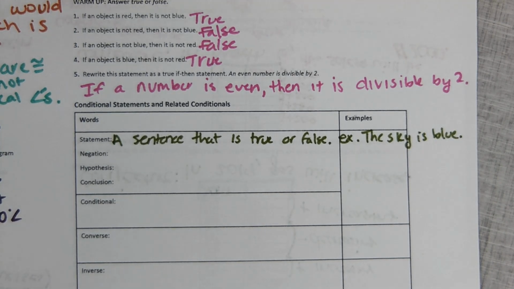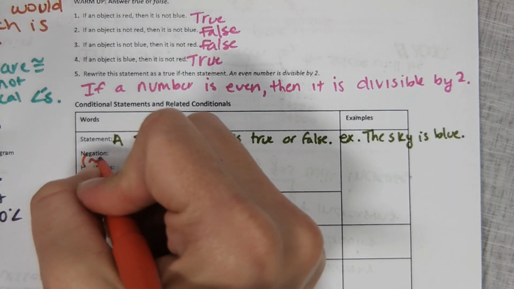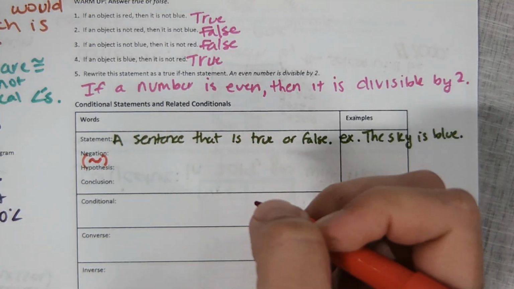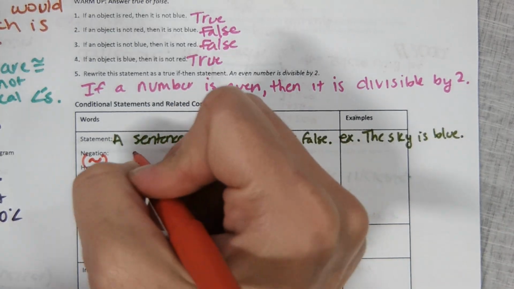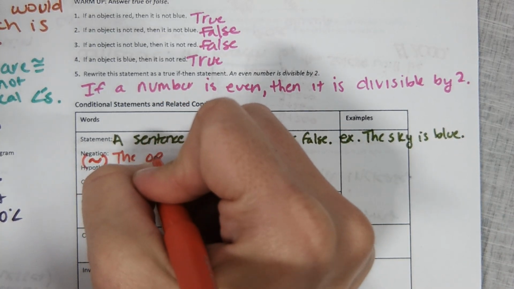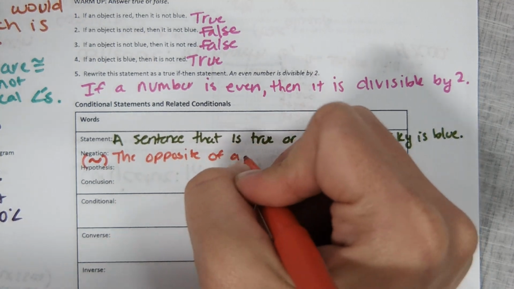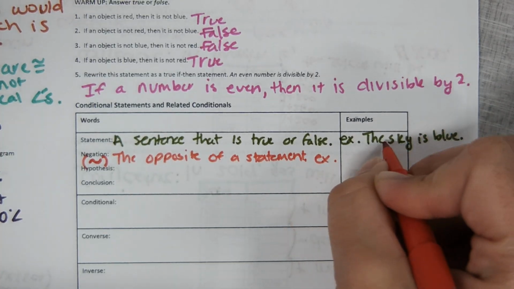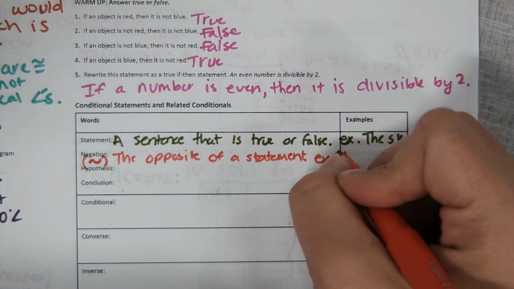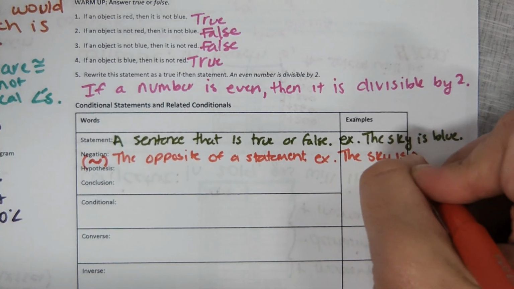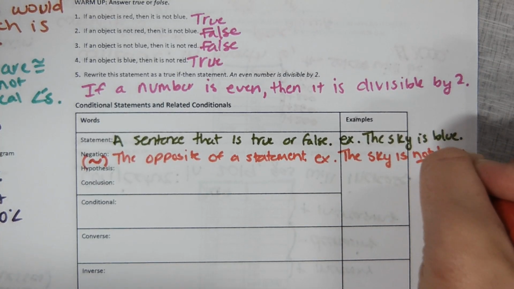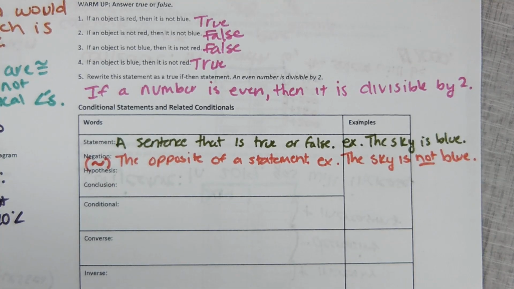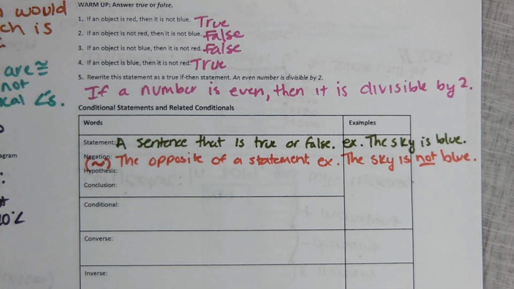Then a negation, we use this abbreviation sometimes, and we'll see that in some of our examples, just so you know. It's the opposite of a statement. For example, the opposite of this would be the sky is not blue. So you just take the statement and then you make it not that.